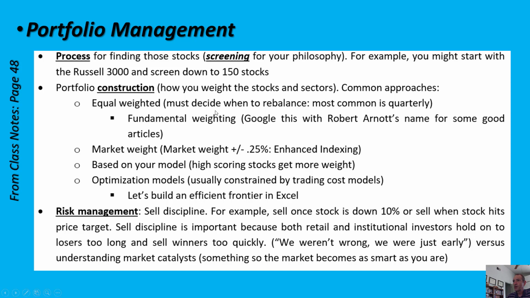You could do fundamental weighting, which means allocating to the stocks based on their revenue or their net income or something. Robert Arnott is a good name you could Google on fundamental weighting. You might have heard it as smart beta. Smart beta is a good term to look up. Not everybody agrees with Robert Arnott. I'm a huge fan of Robert Arnott.